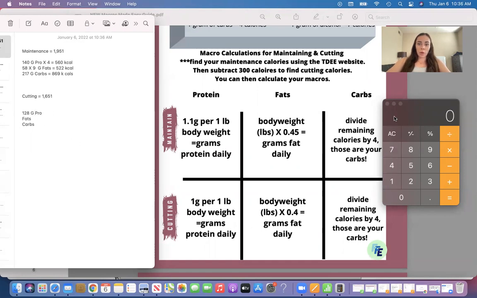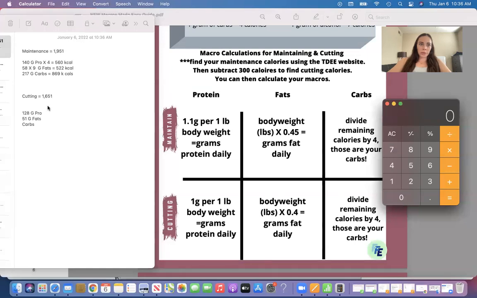For fats, it's going to be body weight times 0.4, right? It's a little bit less because maintenance is 0.45. So I'm going to go 128 times 0.4, which equals 51.2. I'm going to round it down to 51 grams of fat. And then we need to figure out the carbs in a second.